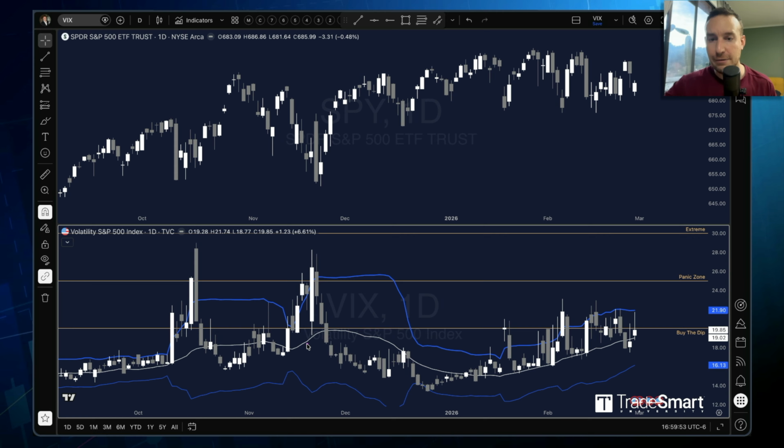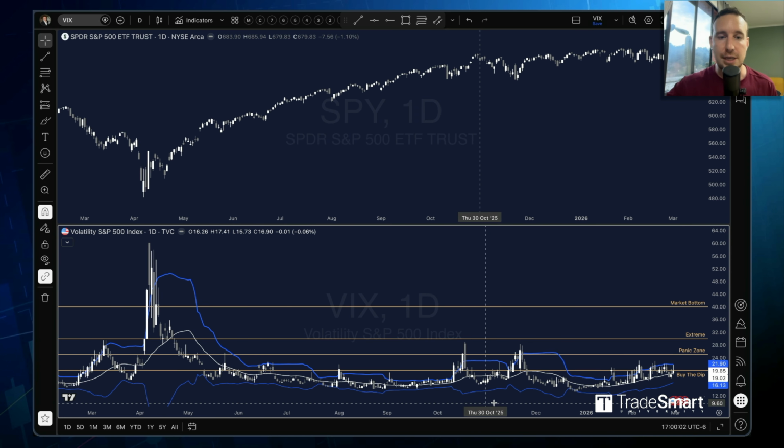Where we need to be careful is if the VIX starts having sustained moves above 25, above 30, those are some pretty extreme levels in the VIX. And so these are levels that you want to mark out.